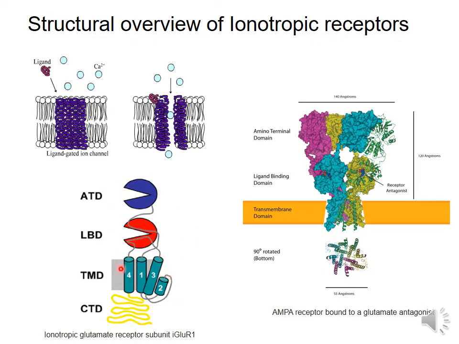And the transmembrane domain, TMD, comprised of 3 membrane spanning helices, together with a reentrant P loop here. This is just a unique characteristic of this subunit. And in response to the binding of a neurotransmitter, a resulting conformational change opens the ion channels, like we can see in this diagram, and leads to the flow of ions across the membrane.